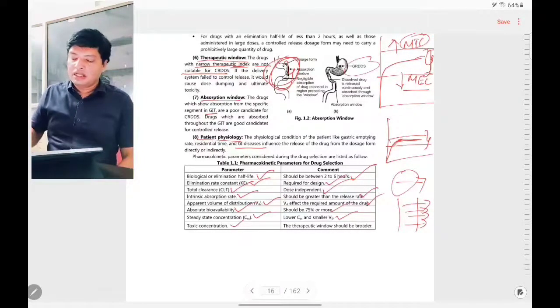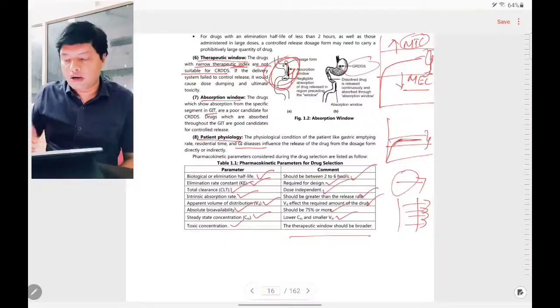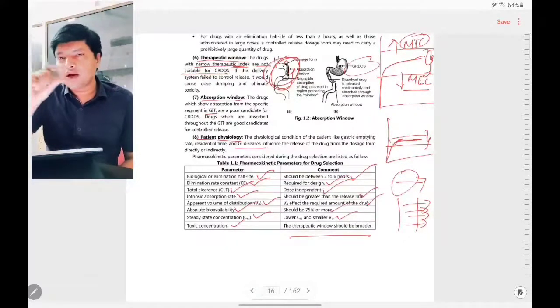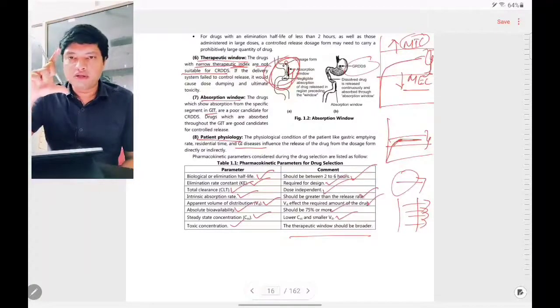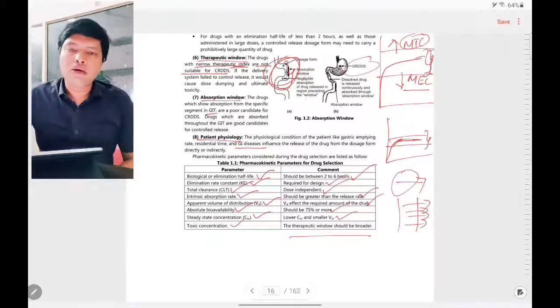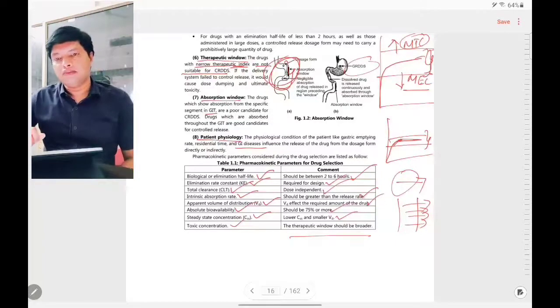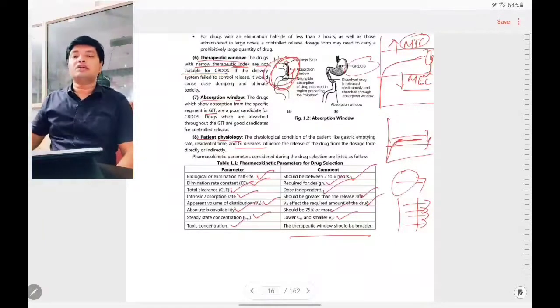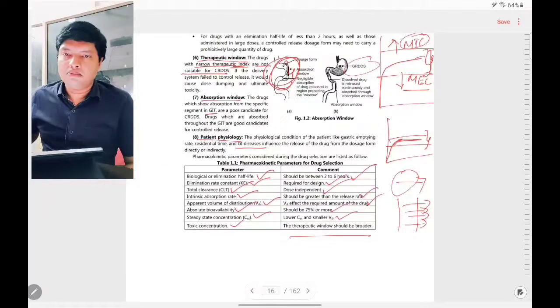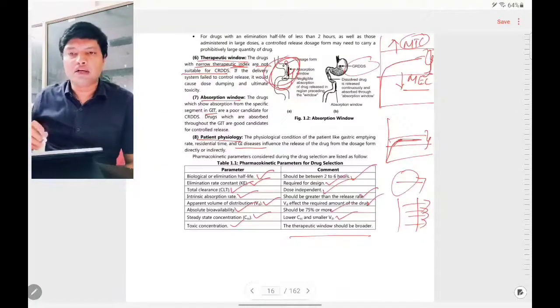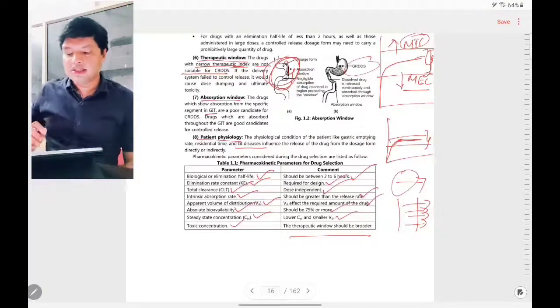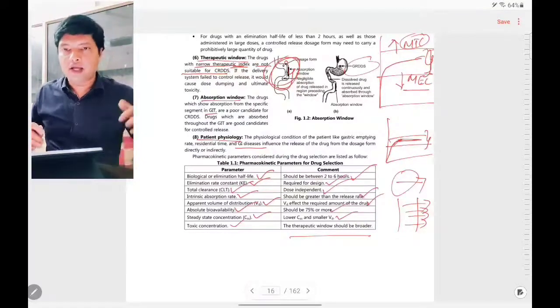Then toxic concentration: there should be no narrow therapeutic window; the therapeutic window should be broader. Only then can you design the drug into a controlled drug delivery system. So these are the various factors which influence the design of the drug in a controlled drug delivery system. I hope you understand. Thank you.